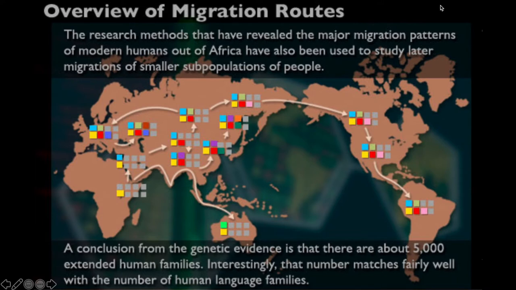So, say for example, in our exam, I ask you, what does this single nucleotide polymorphism mutation or these genetic markers that we have mean to our population? What will you say to me? Or what will you use as evidence for the migration pattern of humans out of sub-Saharan Africa? What will you tell me?